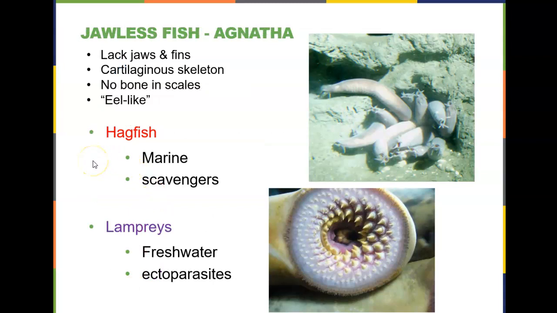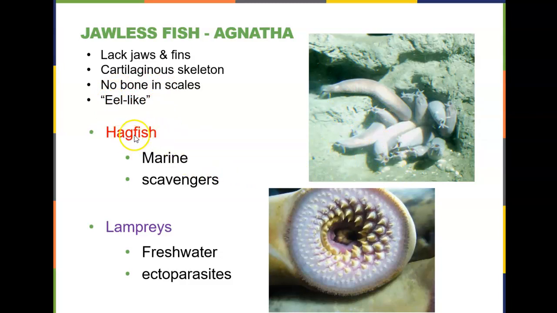So let's look at our first group of fish, the jawless fish. They lack jaws. They also lack fins. They are class Agnatha, and they have a cartilaginous skeleton. So no bones in their skeleton, also no bones in their scales. They're rather eel-like, although eels are technically bony fish. So eels do not fall into this group, but they kind of look like eels.